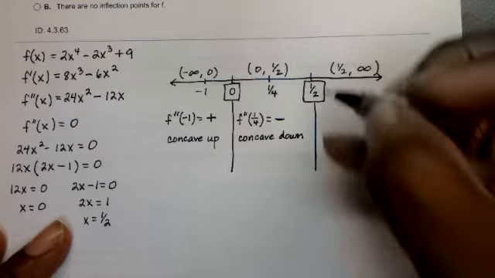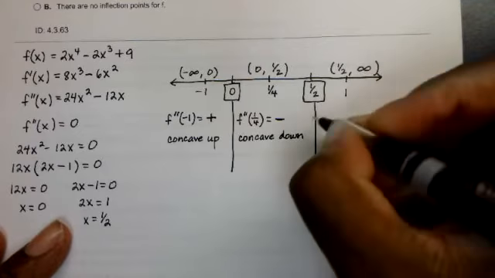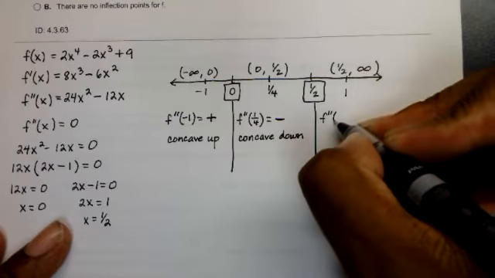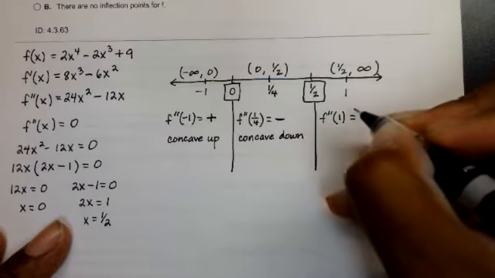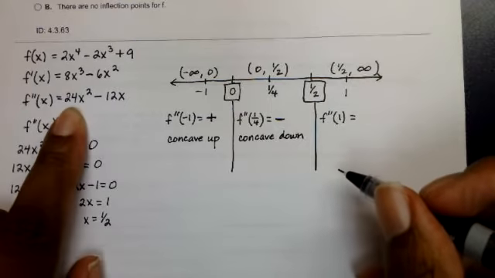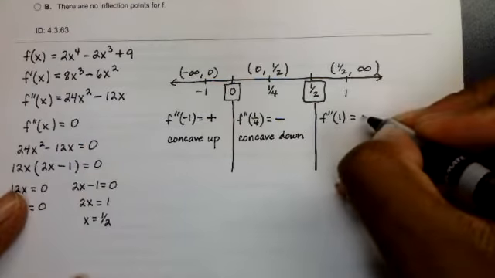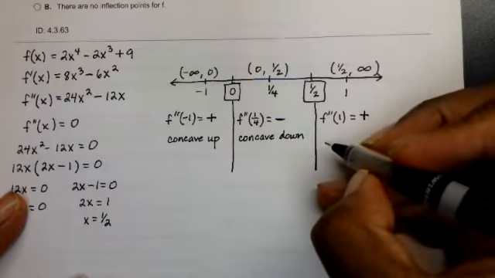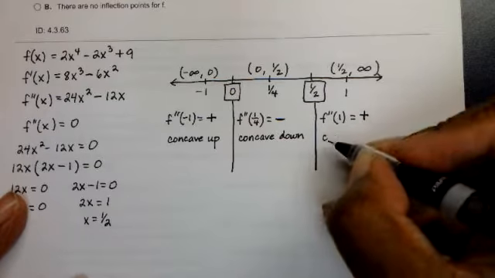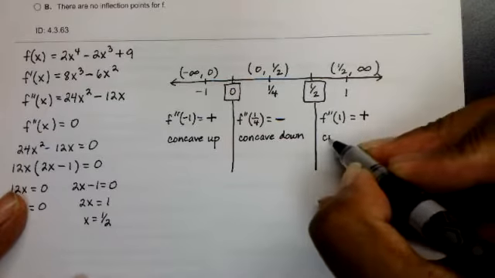And then from 1/2 to infinity, I'll use 1 and substitute the x in f double prime of x with 1. Well, that's going to be 24 minus 12, which is 12, and that's going to be positive. So the graph on the interval 1/2 to infinity will be concave up.